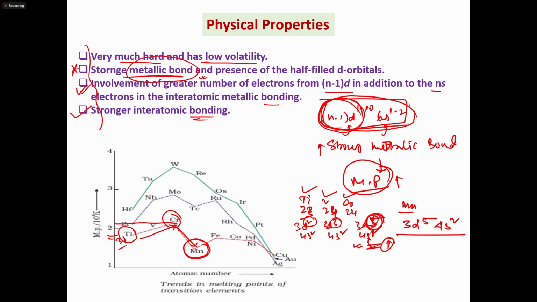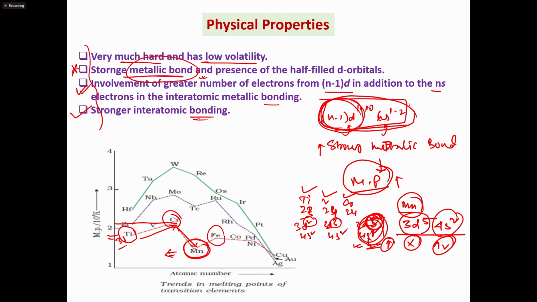But in chromium, this one unpaired electron is also going to form the bond. For manganese, it is 3d5 4s2. That means it is a half-filled d orbital, which is more stable, and the 4s2 is paired up. So there is not this type of strong metallic bond for manganese. That's why the melting point is decreasing from chromium.